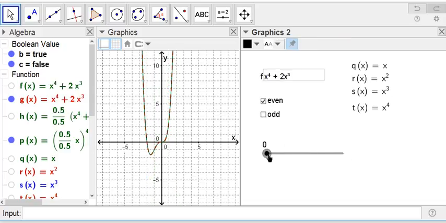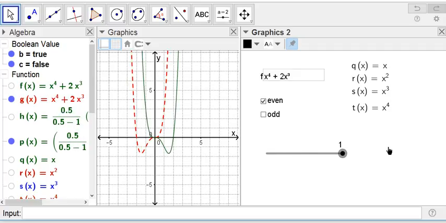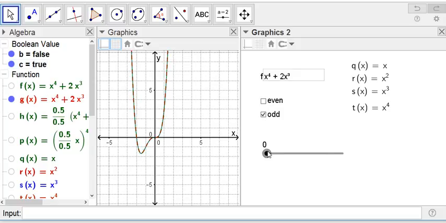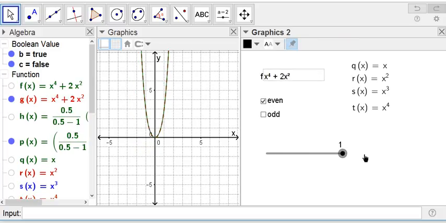Oops, put this back. So that's what it looks like. Got a weird little lump in it. You can tell it's not symmetrical anymore. Even though it's a degree 4 function, like the highest degree is 4, it doesn't work. And is it odd? No, definitely not. What if I change this to x squared? Well, now it is.